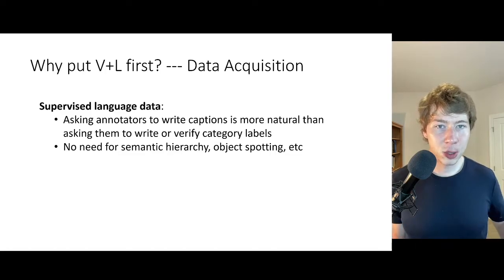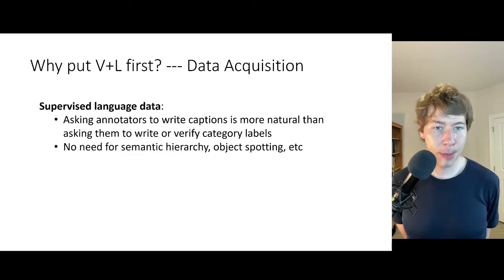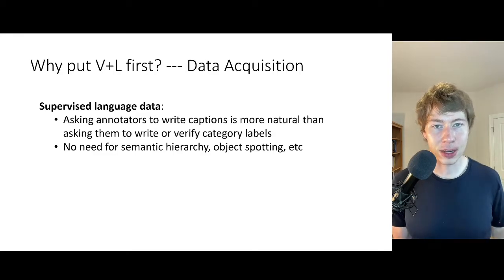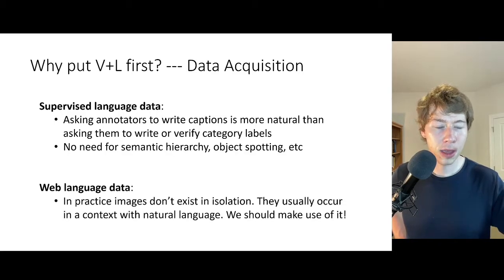And this also leads to a much more simplified data collection pipeline. We don't need to generate a semantic hierarchy and do instance spotting and all these other tasks that are necessary for something like object detection annotations. And the other reason is that vision and language data naturally scales up to web scale data.